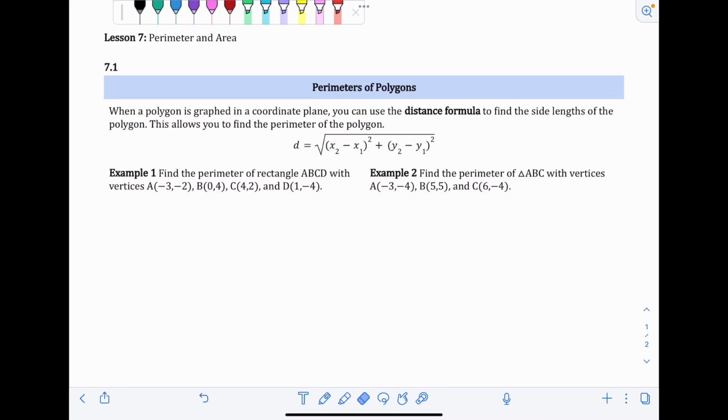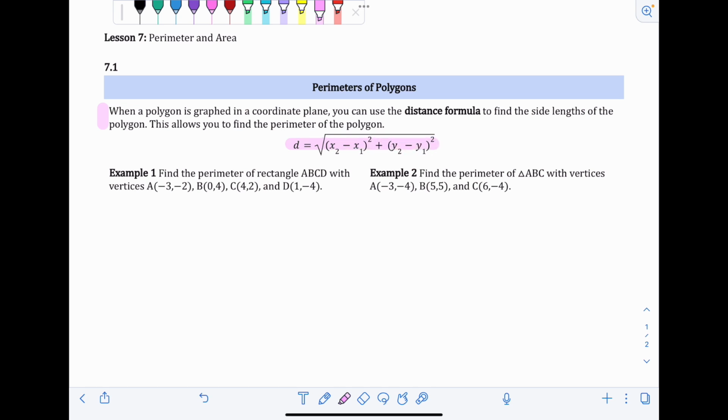Lesson 7 is about perimeter and area of figures that are graphed in a coordinate plane. So 7.1 will be all perimeter and 7.2 will be all area. Starting at the top, when a polygon is graphed in a coordinate plane, you can use the distance formula to find the side lengths and eventually find the perimeter. The distance formula is d equals the square root of (x2 minus x1) squared plus (y2 minus y1) squared.